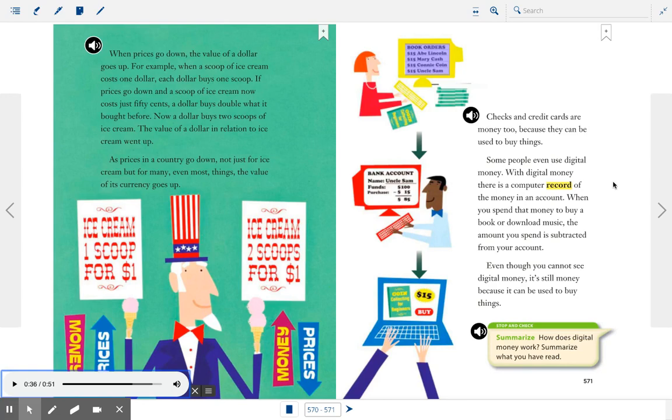All of this seems a little hard to understand. Let's stop and check to see if it helps. Stop and check. Summarize. How does digital money work? Summarize what you have read. So based on what we've read on this page, money's kept in an account on a computer. And when you spend money, it gets taken out of the account.